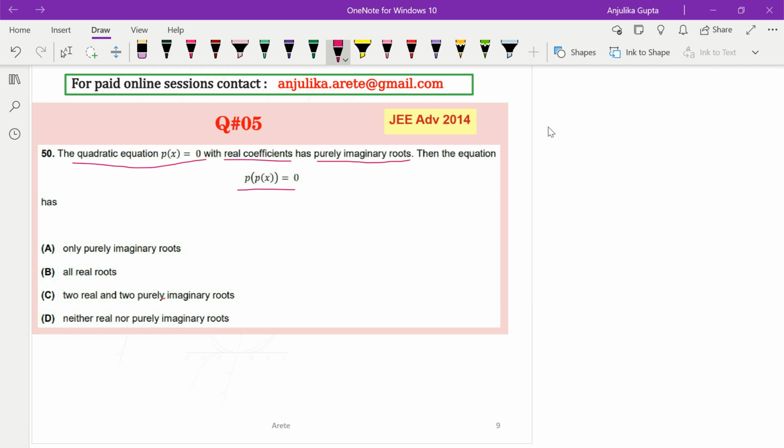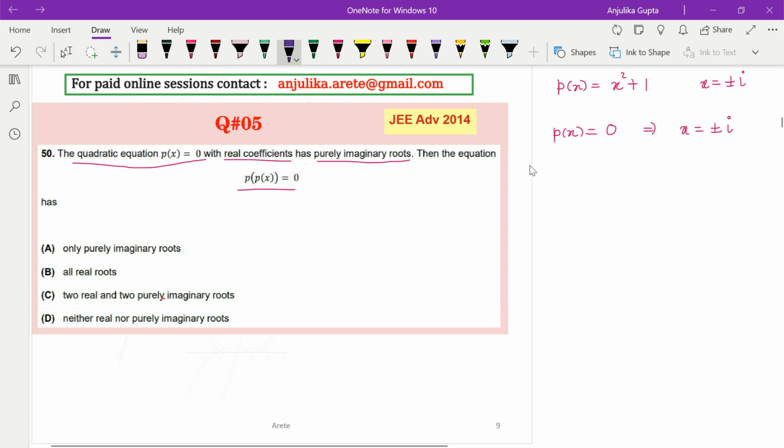Let's say, give me an equation which has purely imaginary roots. Okay, the simplest one. We have to work with the simplest one. Let's work with x squared plus 1. You know the roots, right? The roots of this equation would be plus and minus i.